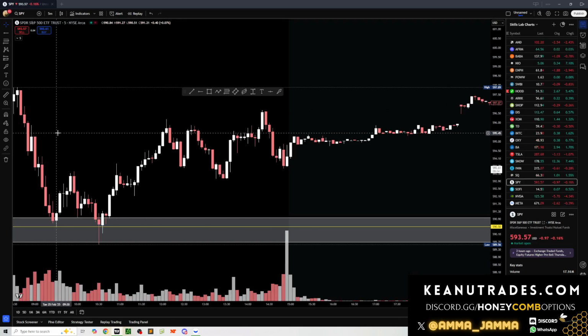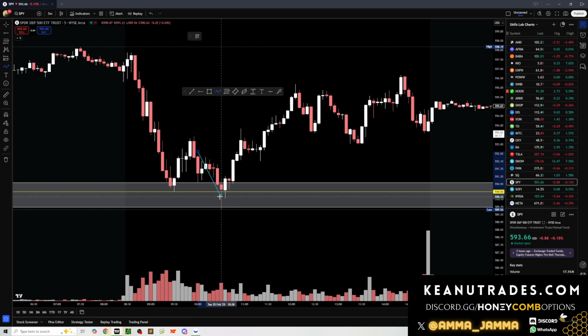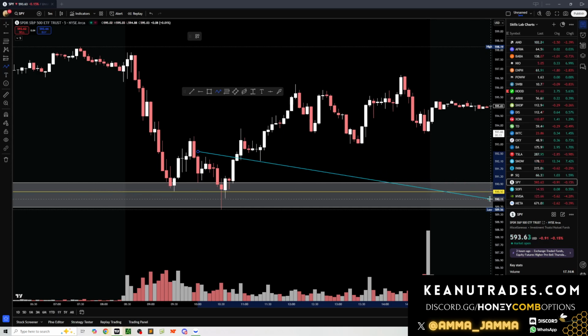So what did we get from there? We're on the 5-minute chart. What did I say we wanted to see? We wanted to get the order blocks cleared out. Ding, ding, ding. We got it. Remember this yellow line. Look over here, is our 590.50.